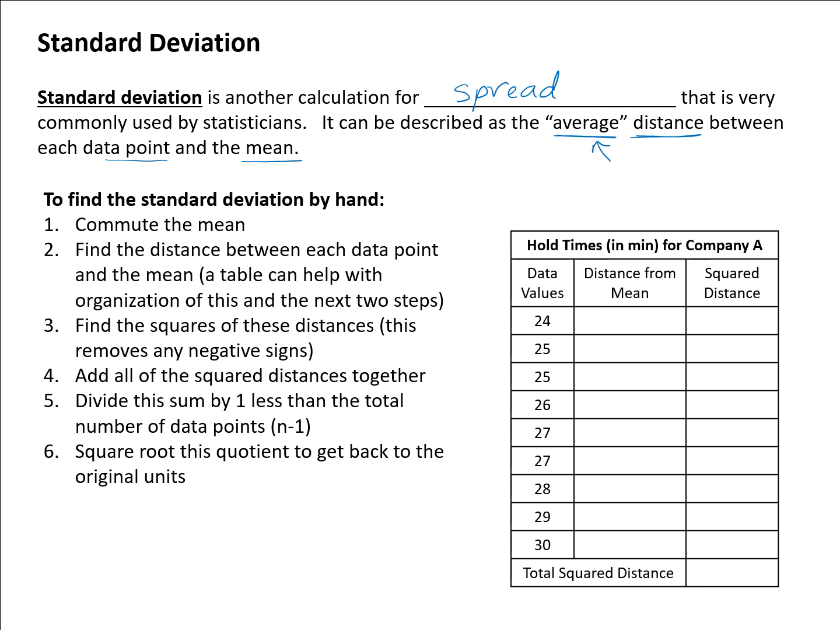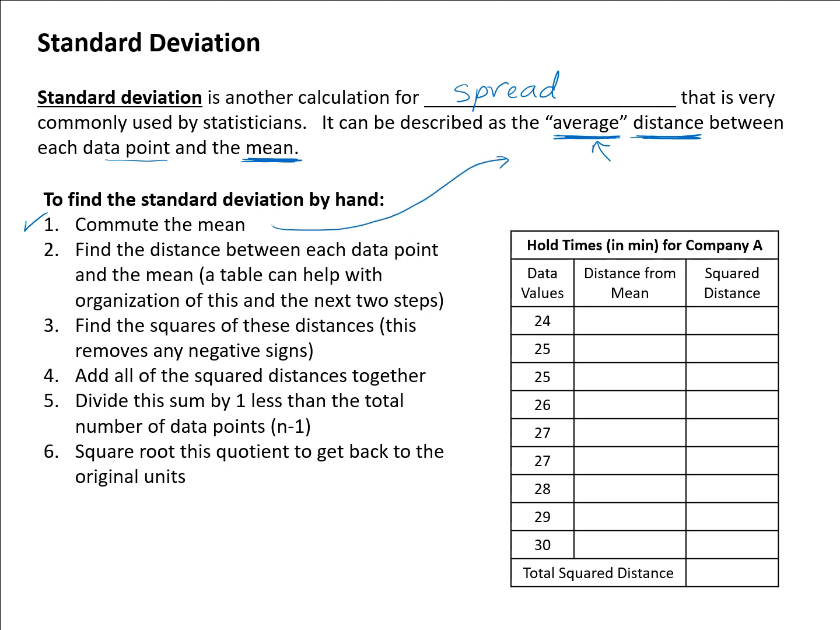It takes some time. So we're going to do it a couple of times, but I'm also going to show you how to do it with technology. So let's do it by hand first to just get a sense of what we mean by the standard deviation, understand that average distance idea. So the first thing we need to do when calculating the standard deviation is compute the mean for the data set. Because what we're going to be looking at is the average distance between each data point and the mean, so we need to know what the mean is.